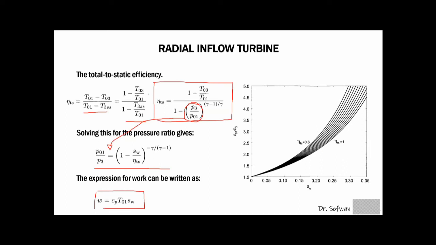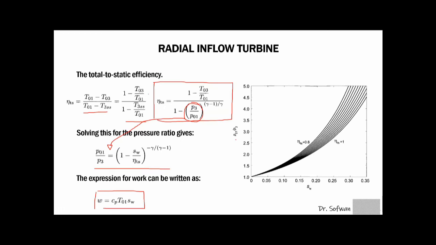Okay, what we can see here is that the higher the specific work delivered by the turbine, the higher the pressure ratio. Higher specific work value will give a higher pressure ratio.